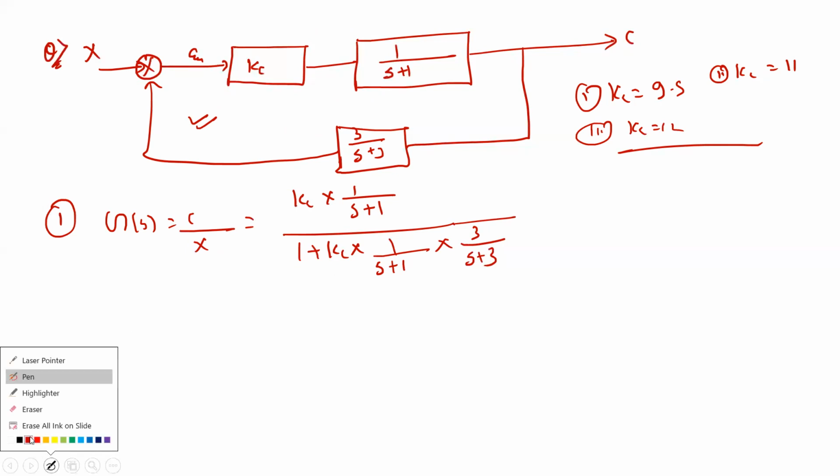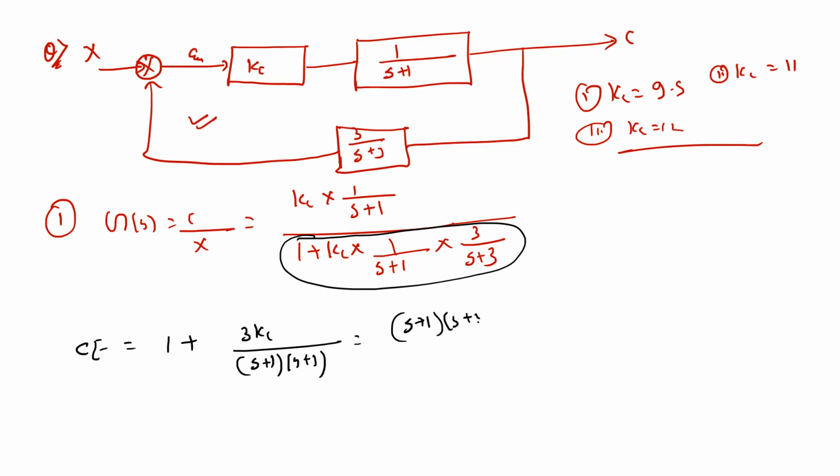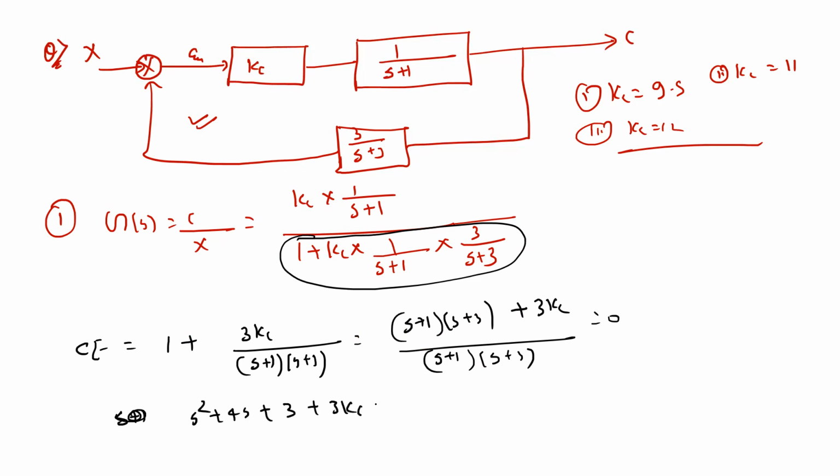Now I told you that the denominator of the transfer function becomes your characteristic equation. The characteristic equation is 1 plus 3Kc divided by S plus 1 into S plus 3. So finally I can write S plus 1 into S plus 3 plus 3Kc, divided by S plus 1 into S plus 3, equal to 0, the characteristic equation. That is S square plus 4S plus 3 plus 3Kc equal to 0. So this one is your characteristic equation.